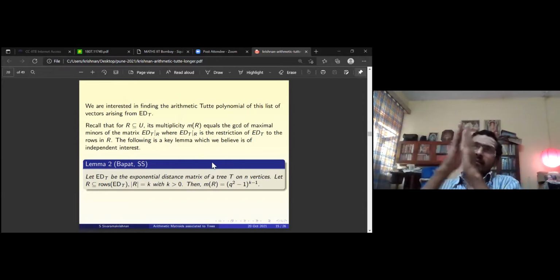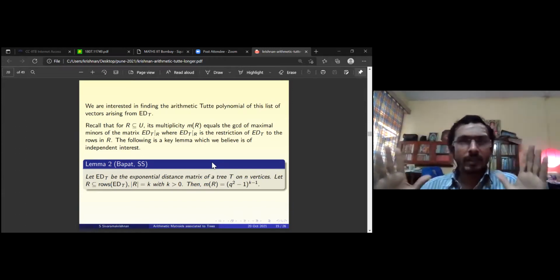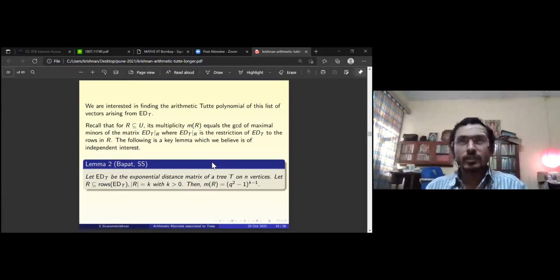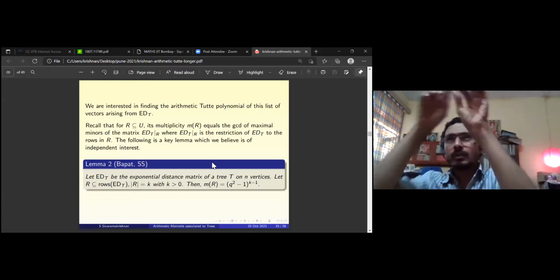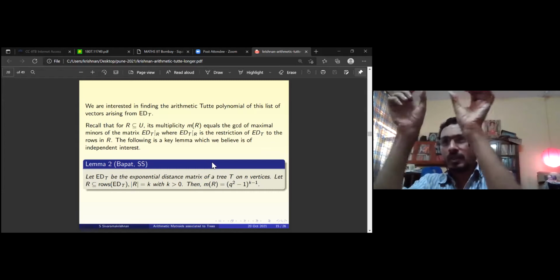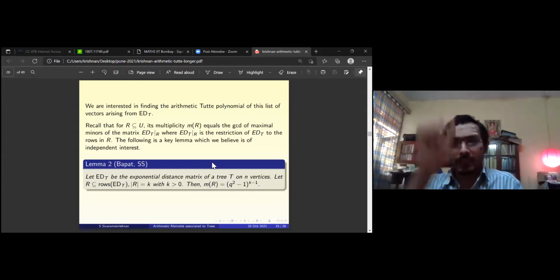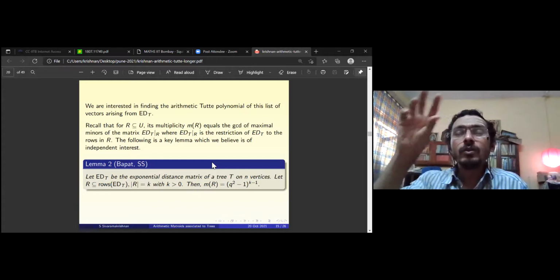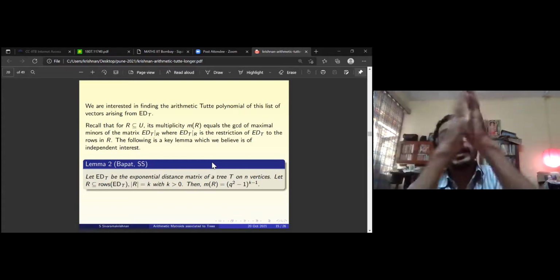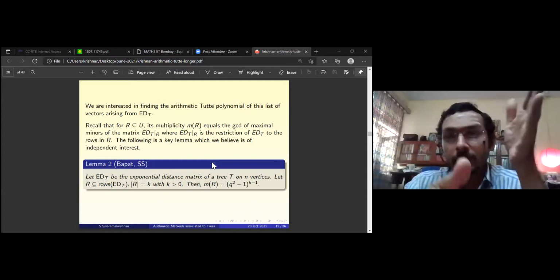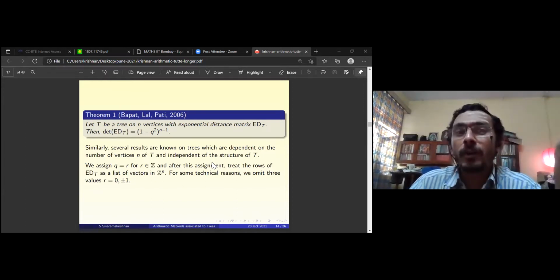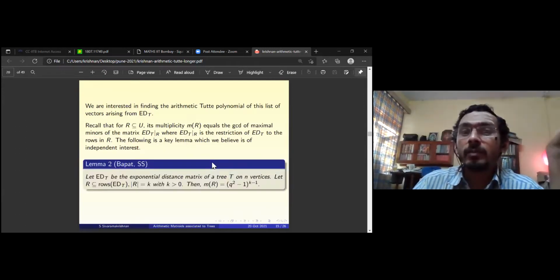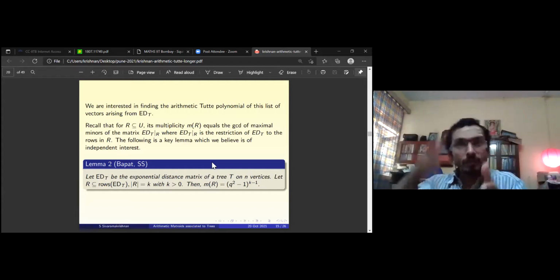So now I have an n by n matrix, where n is the number of vertices in the tree. You look at the exponential distance matrix, that's an n by n matrix. You look at some choice of R columns. So now I have R columns, each of which is an n-dimensional vector. Now it turns out the whole matrix is non-singular. That's because of this theorem of Bapat-Lalapati. The determinant is (1 minus q squared) to the power n minus 1. So if you plug in q which is not plus or minus 1, definitely the matrix will be non-singular. So all columns are linearly independent.